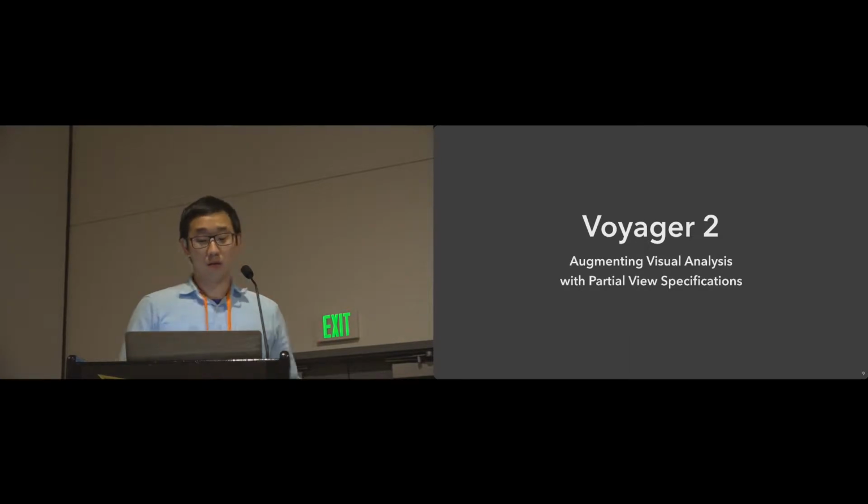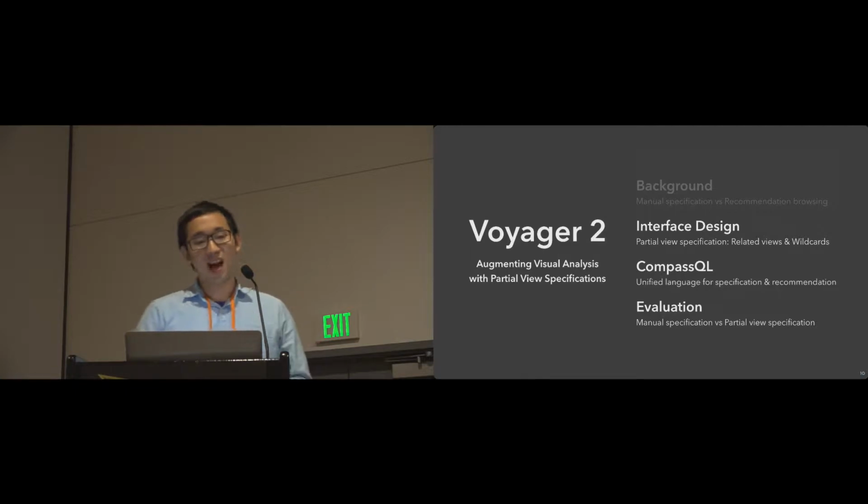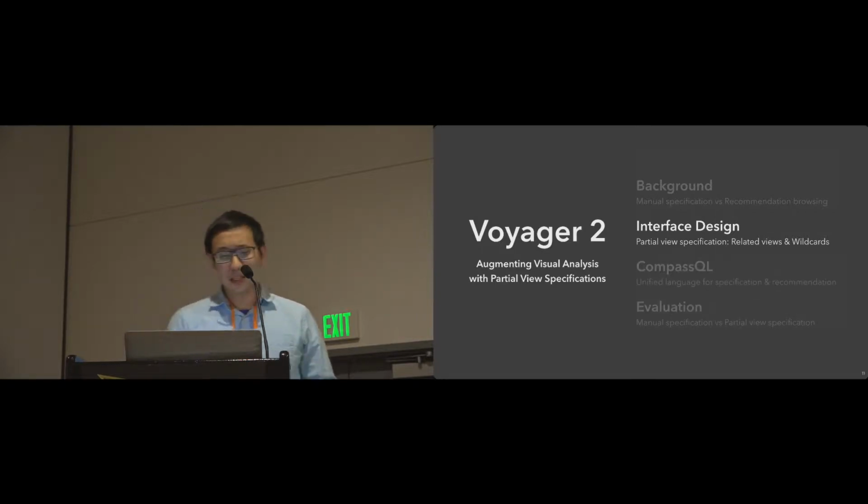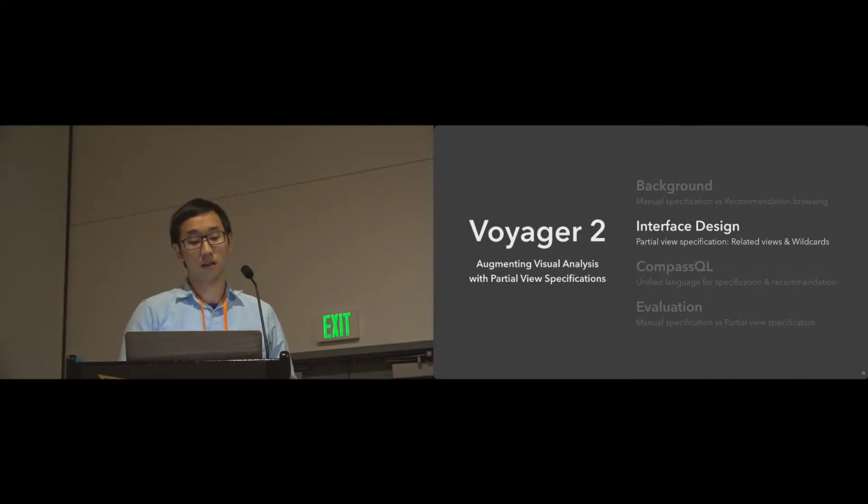Toward this goal, we present Voyager 2, a mixed-initiative system that combines the benefits of specification and recommendation with partial view specification. In this talk, I will first show Voyager 2's interface design. I will then describe how we enable both specification and recommendation using the CompassQL visualization query language. Finally, I will describe our user evaluation. Let's first look at the interface design.